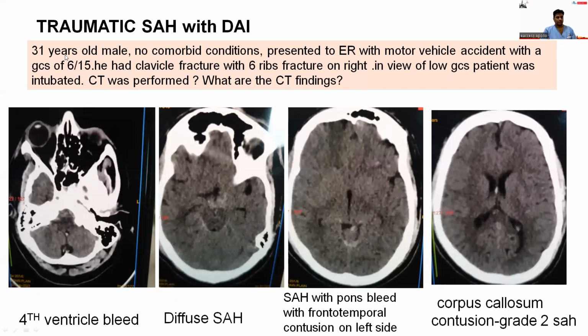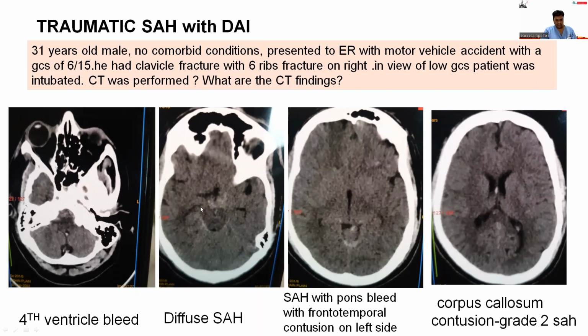This is a 31-year-old male whom we received 15 days back with a GCS of 6/15 and had a clavicle fracture and 6 rib fractures on the right. When we did a CT scan, the fourth ventricle had a bleed here. You can see a small dot at the fourth ventricle, which represents the bleed.